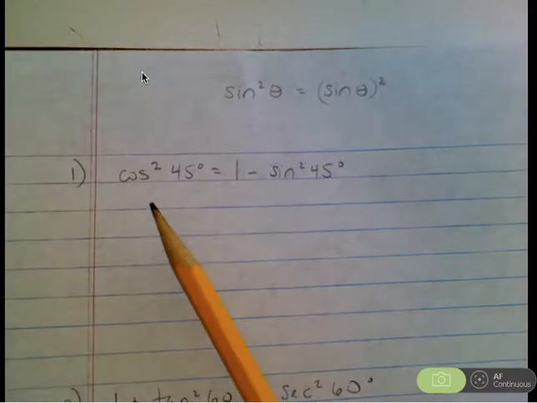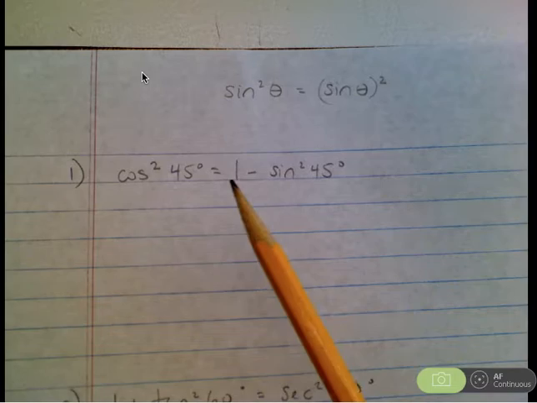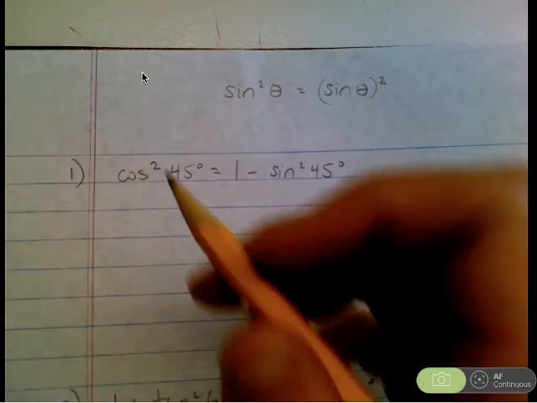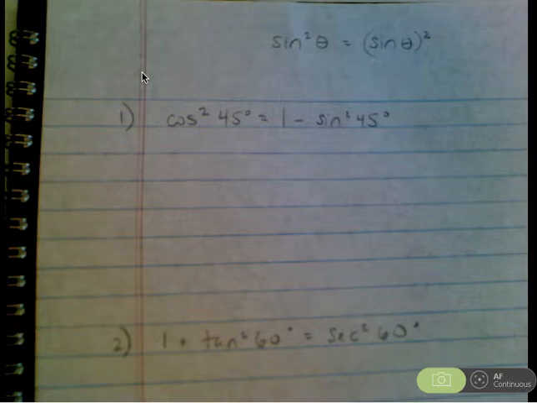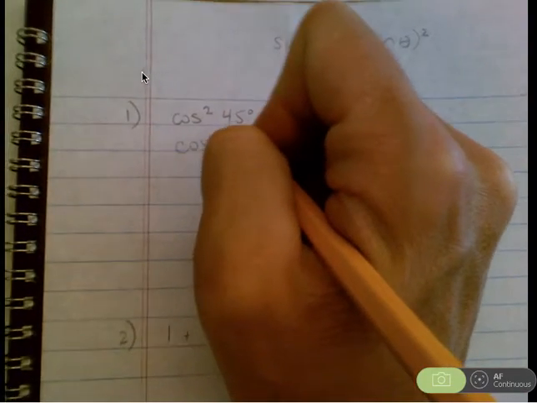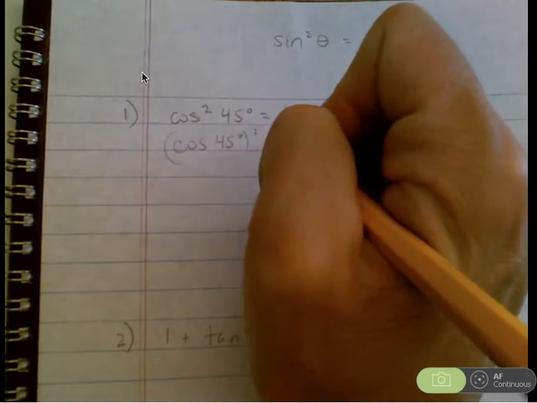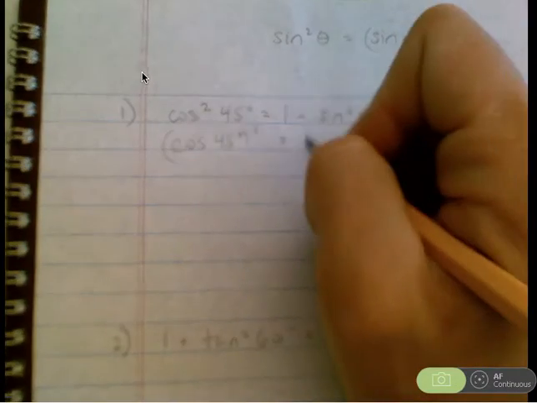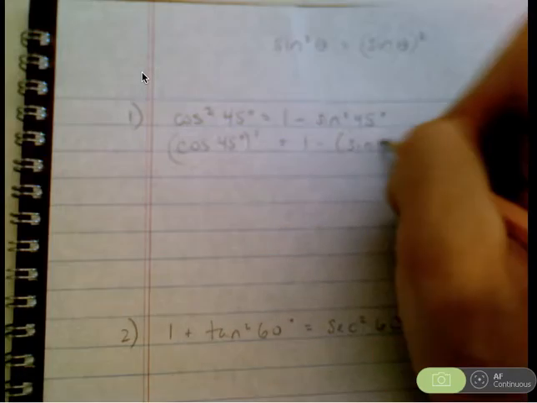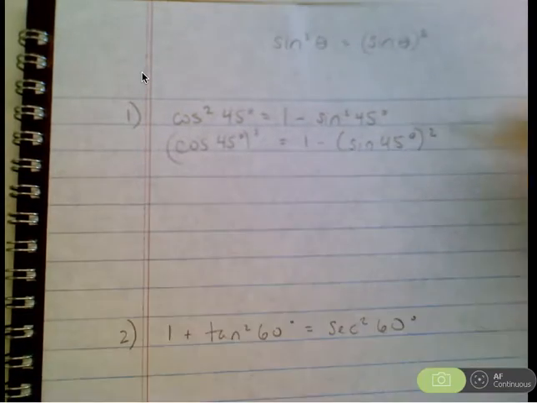For this first one that says cosine squared 45 equals 1 minus sine squared 45, what we're going to do is get the cosine of 45 degrees and square it. And that's going to equal 1 minus, we're going to get the sine value of 45 degrees and square that.